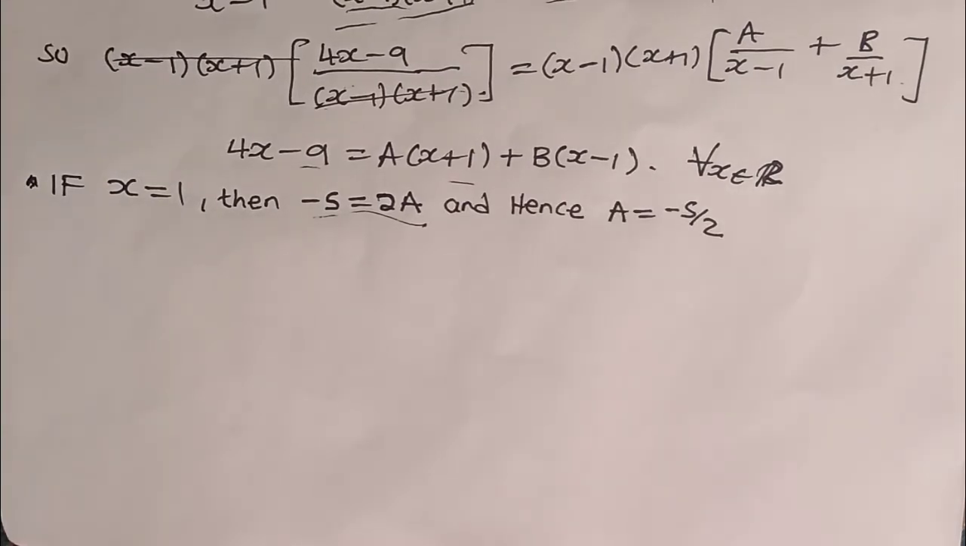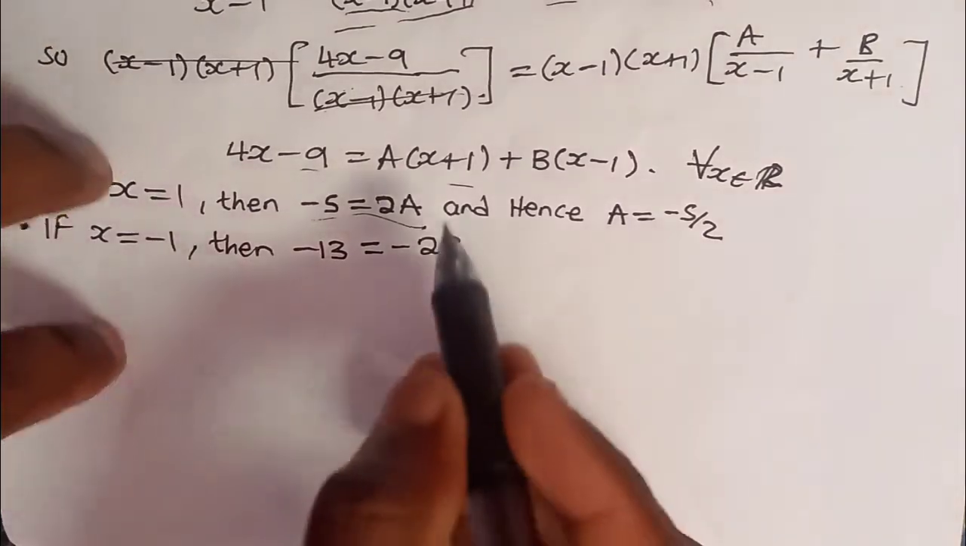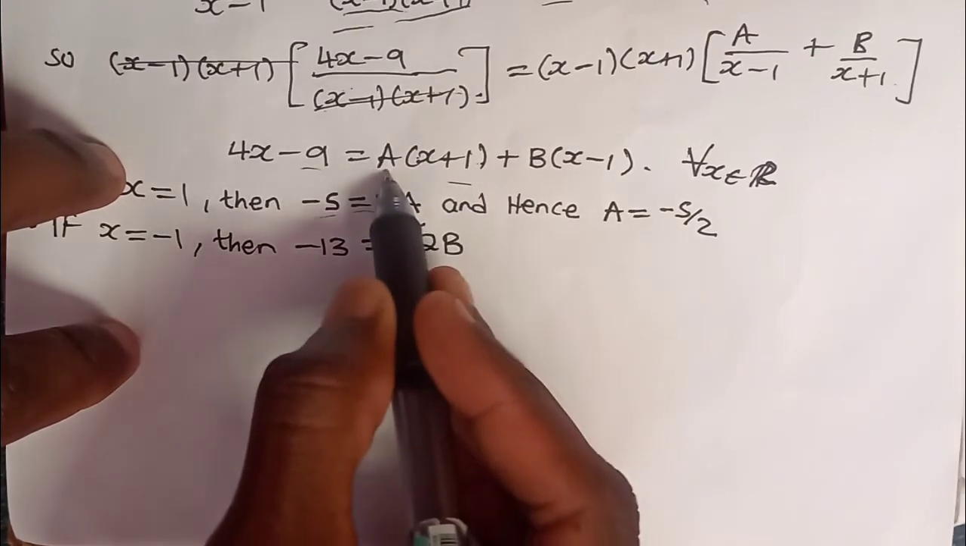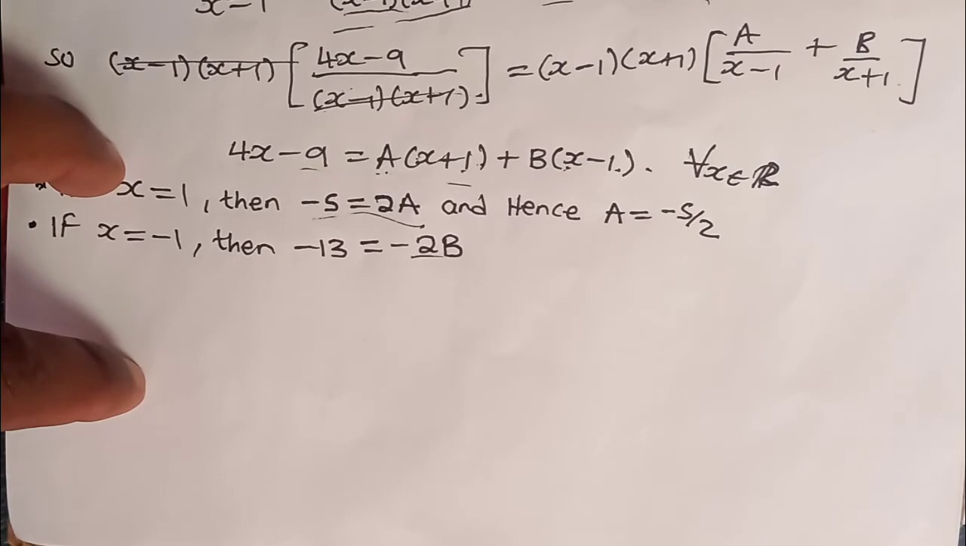Now we know what A is. What about B? If x is negative 1, then the left hand side is 4 times negative 1 minus 9, which is negative 13, which is the same as 0 plus B into negative 1 minus 1, which is negative 2B. In other words, negative 13 equals negative 2B, since negative 1 plus 1 is 0 and 0 times A becomes 0. Hence, B is 13 over 2.